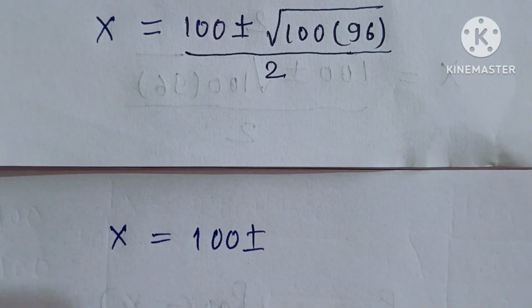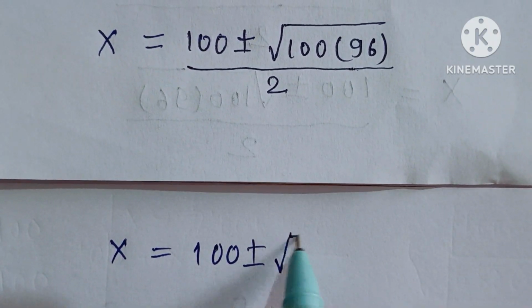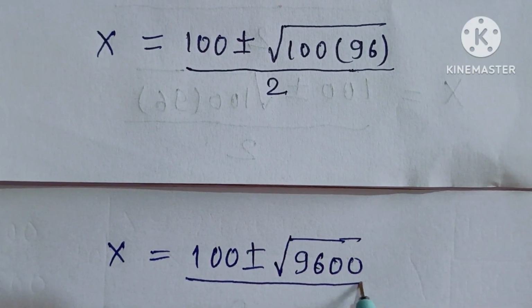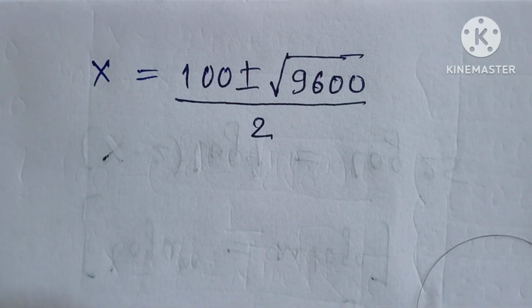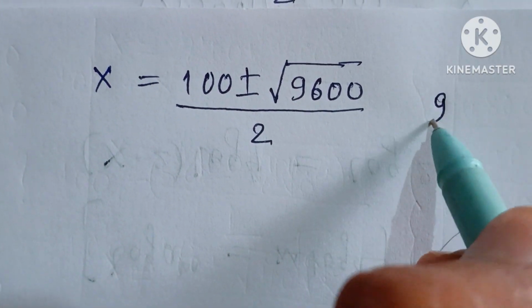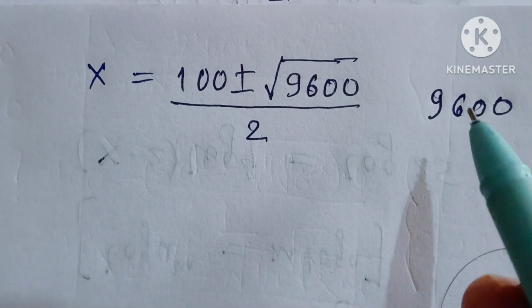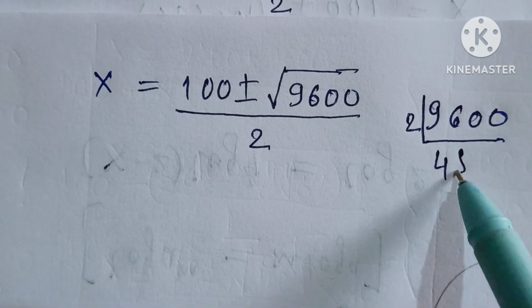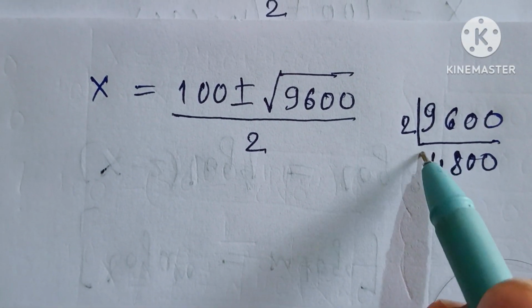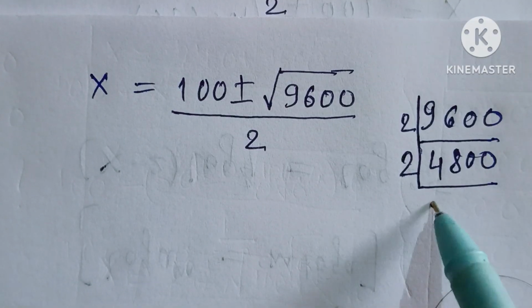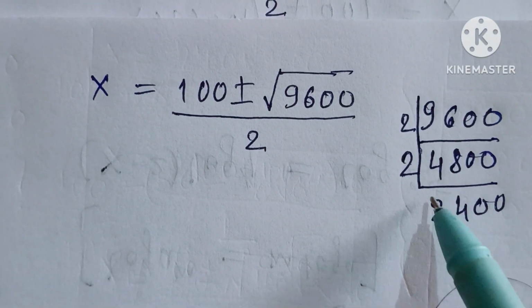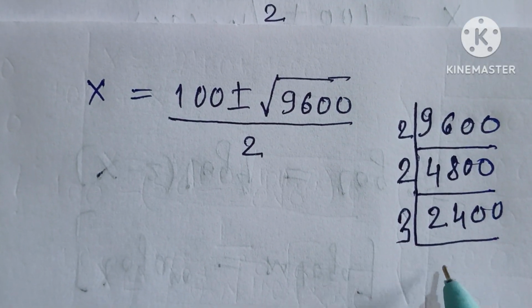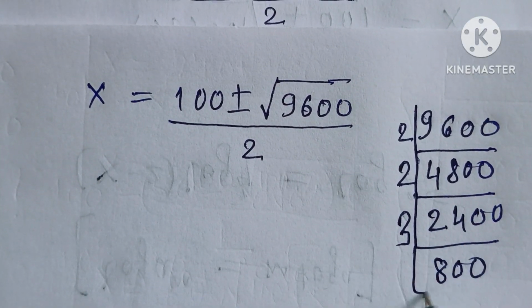100 plus minus under root 9600 divided by 2. Factorize 9600. 9600 equal to, we can factorize here, divide by 2. 2 4s are 8, 2 8s are 16, 0 0. Now again divide by 2, 2 2s are 4, 2 4s are 8. Now again here 2, here 3 we can divide, 3 8s are 24. Here we can divide by 2.